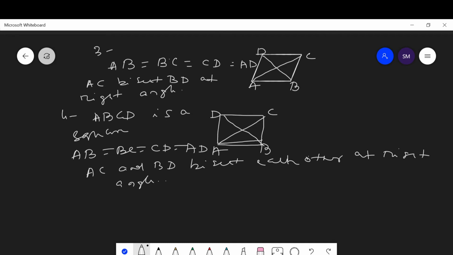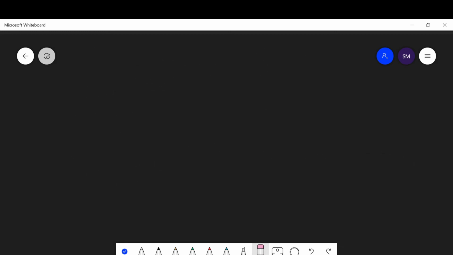Okay, now let us discuss some examples. Students, I have already told you, only knowing theory is not sufficient. Please practice a variety of questions.